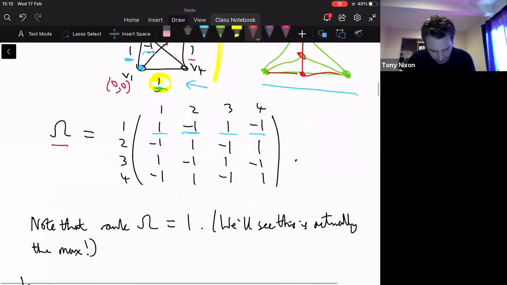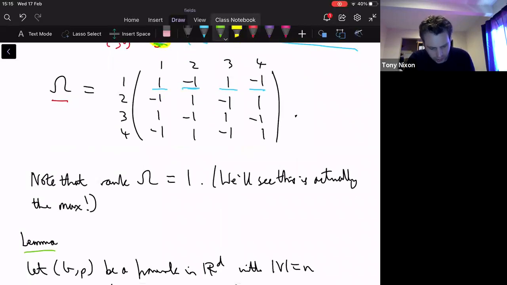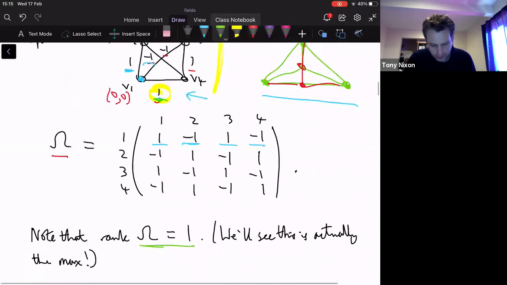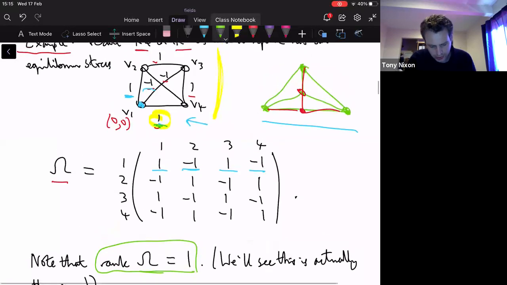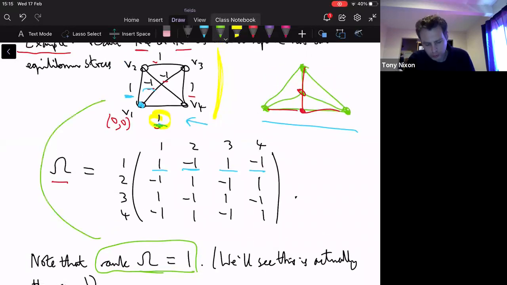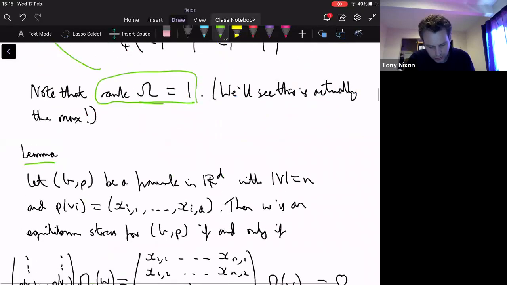So where was I? Probably I was here still. I wanted to make explicit that this is a rank 1 stress matrix, because even though it's a 4x4 matrix, this is actually the maximum possible rank given the constraints you have from the definition of a stress matrix. We'll see what the maximum rank is in general soon, but we will want to know that small complete graphs have maximum possible rank, and so this is just something I wanted to point out.